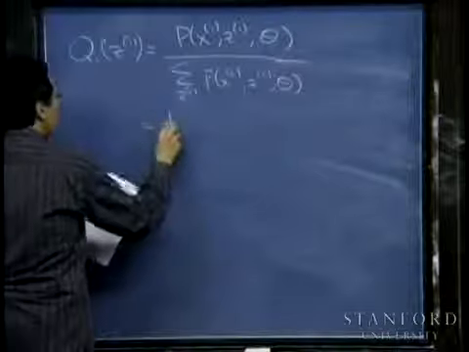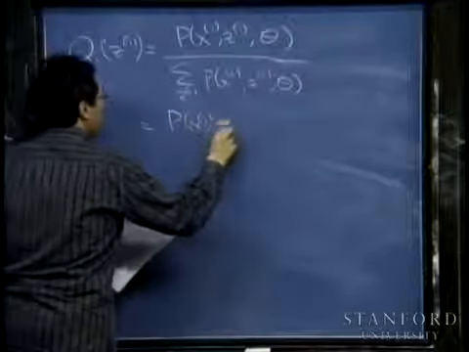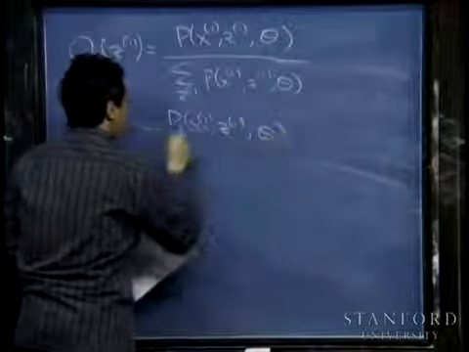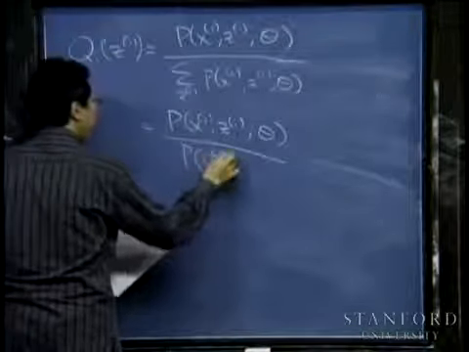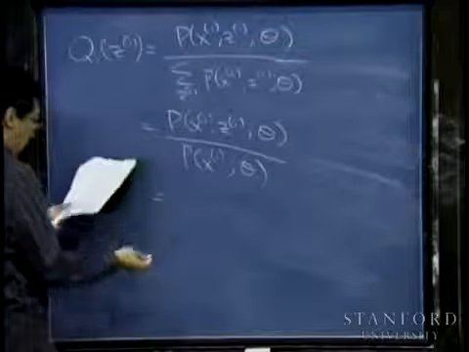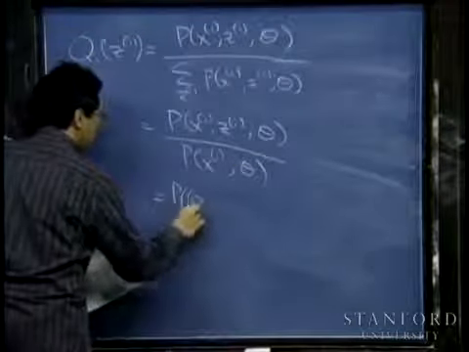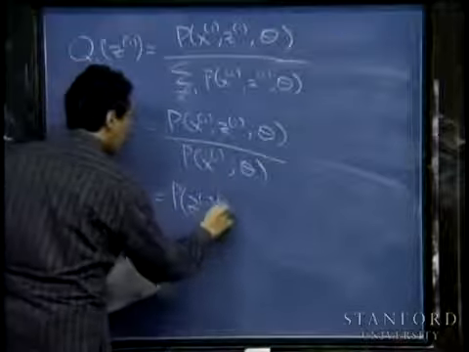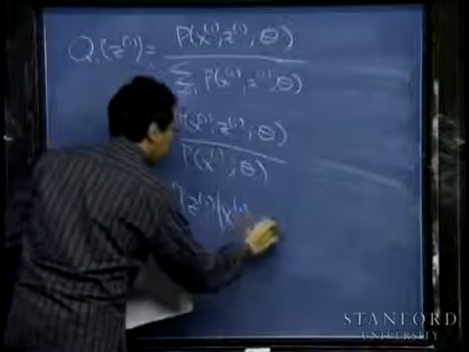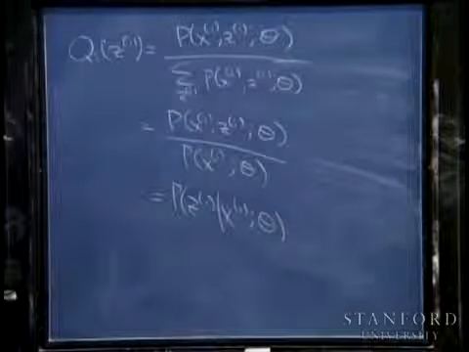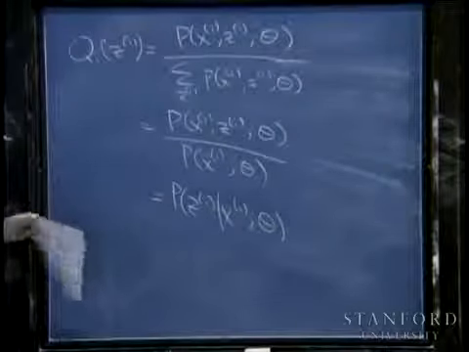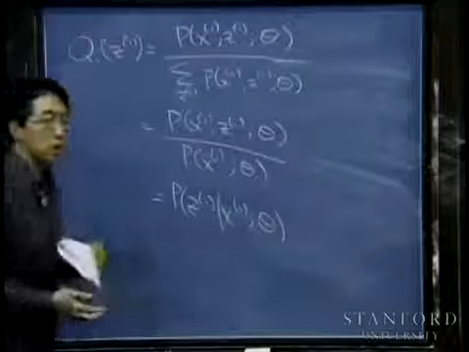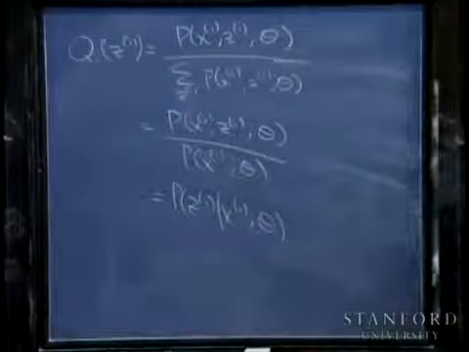So you then have the denominator, which by definition is that. And so by the definition of conditional probability, Q_i of z_i is just equal to P of z_i given x_i, parameterized by theta. Okay?